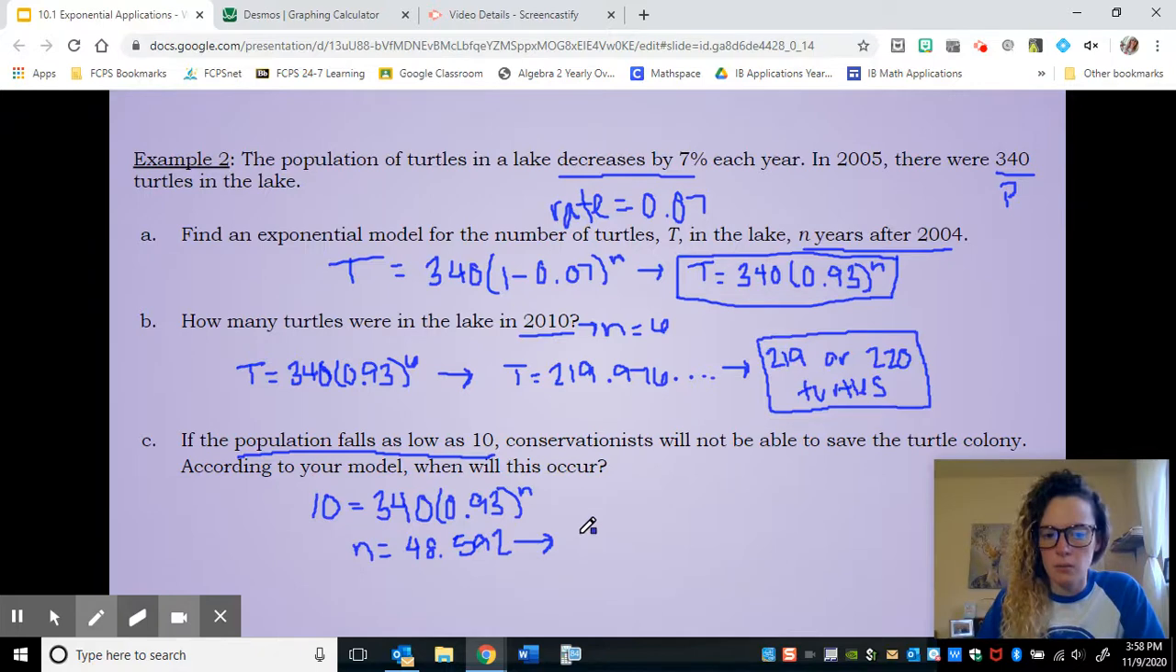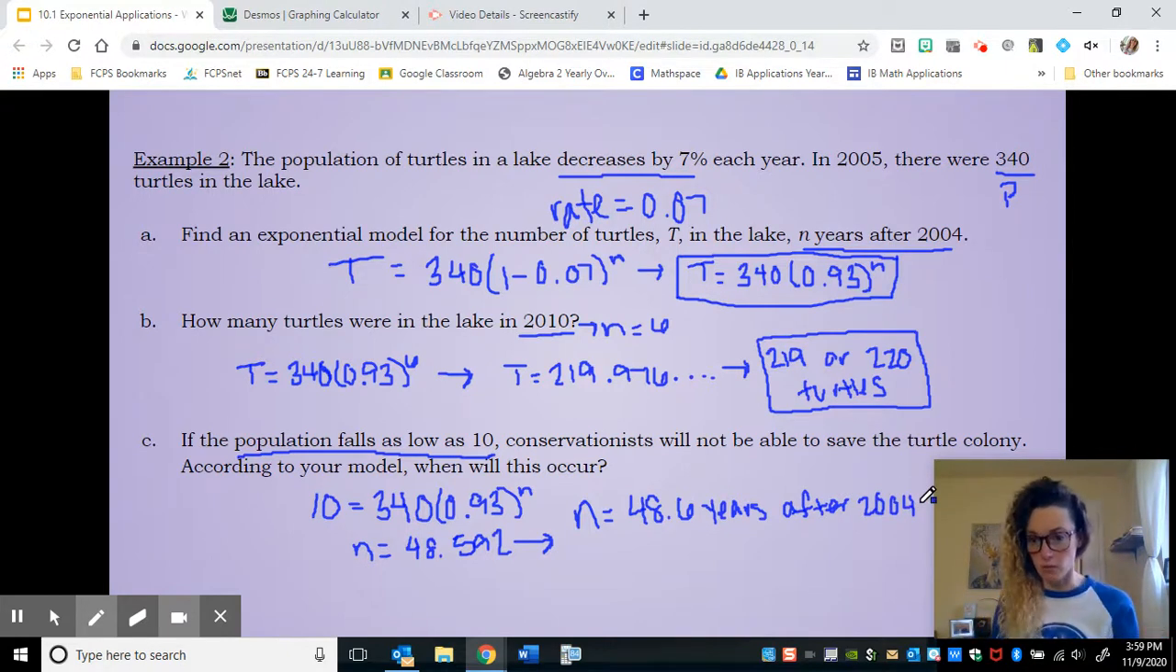You could say, again rounding to 3 sig figs at least, that this will happen 48.6 years after 2004, because that's what n represents, the number of years after 2004. I could say the same thing, but 49 years after 2004, because until I've hit at least 48.6 years after 2004, it won't reach as low as 10. So that's why I would have to round it up to 49.